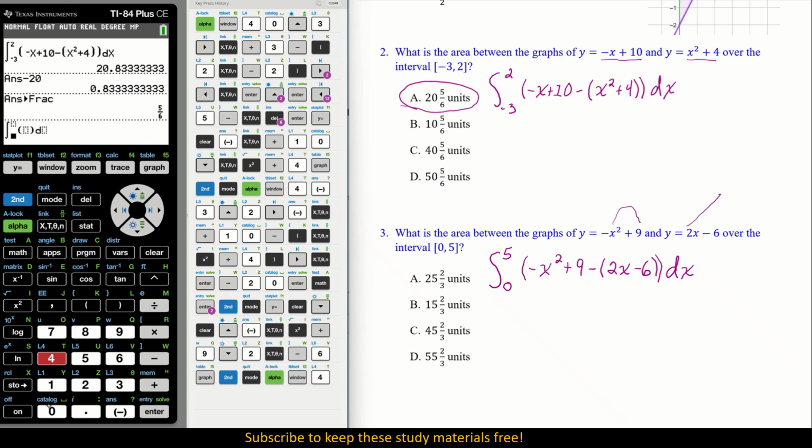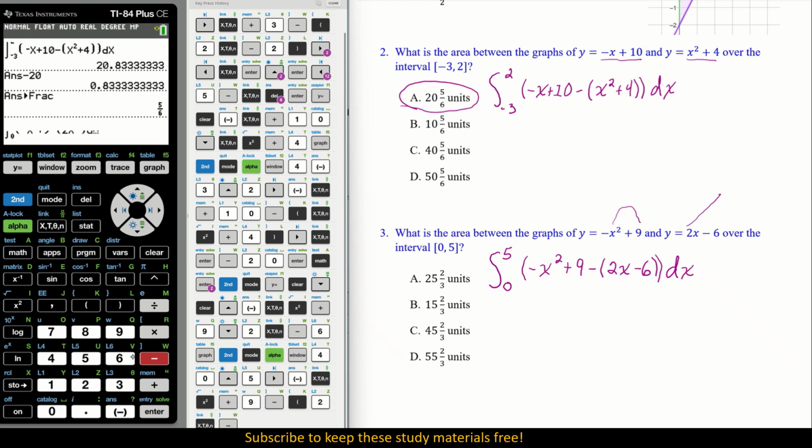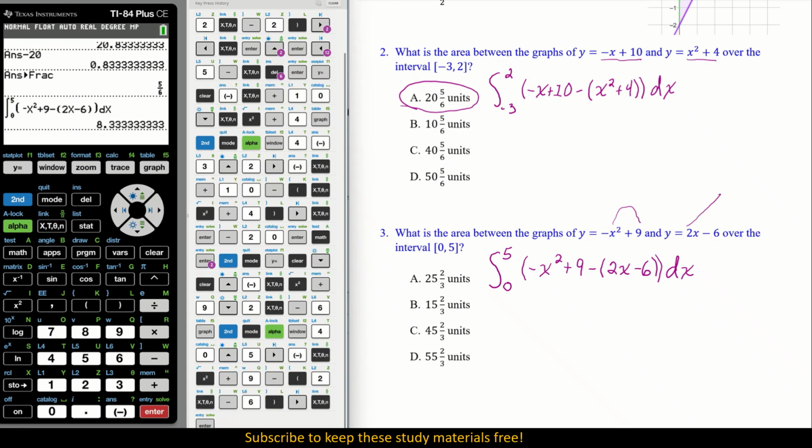Okay, so we need to put in 0, go up to the 5, then go over, arrow over, minus x, square that, plus the 9, minus the 2x, minus 6, close our parentheses, go over, and put your x in, and push enter.